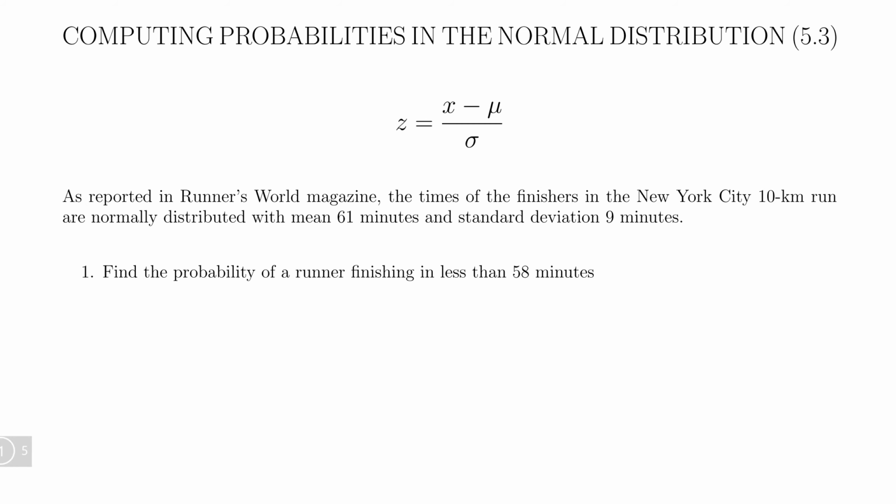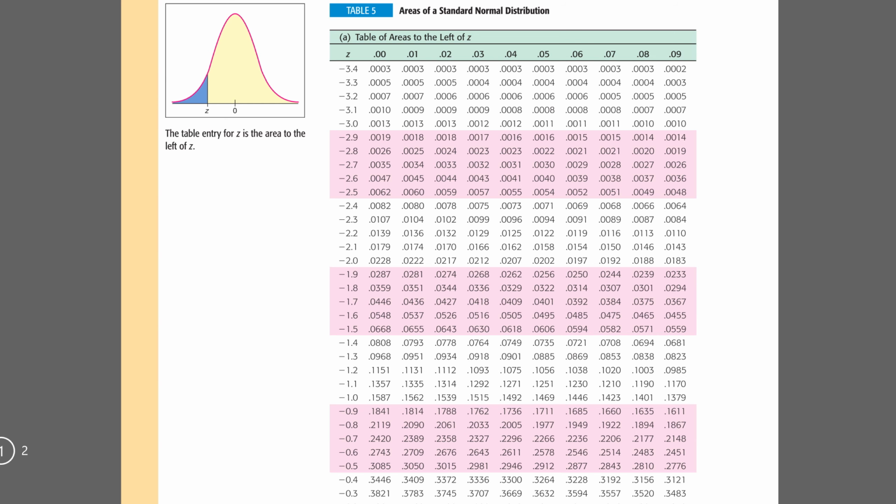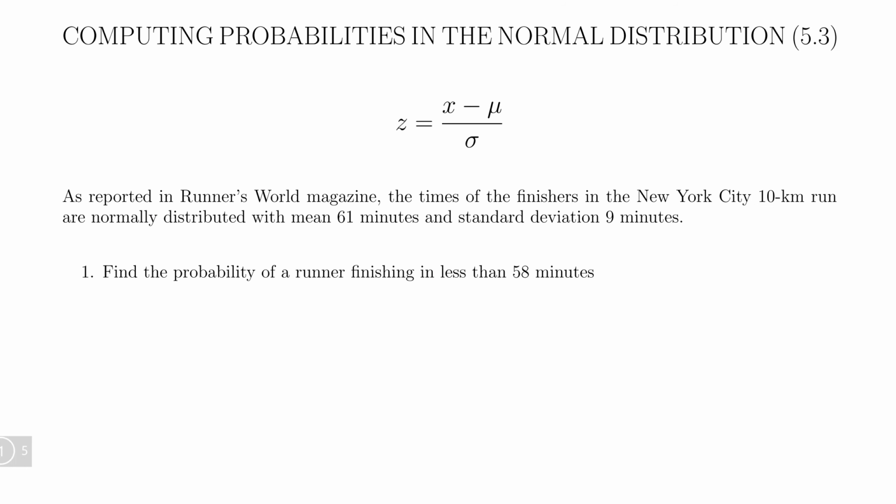To calculate probabilities in the normal distribution, we will need to use a standard normal distribution table that shows us the area to the left of any z-score. Remember that the z-score of any value in the distribution is the number of standard deviations the value is from the mean.